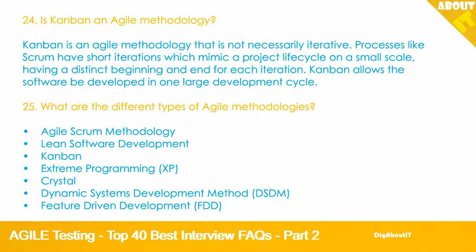25. What are the different types of Agile methodologies? Agile Scrum methodology. Lean software development. Kanban. Extreme programming, XP. Crystal. Dynamic Systems Development Method, DSDM. Feature-driven development, FDD.